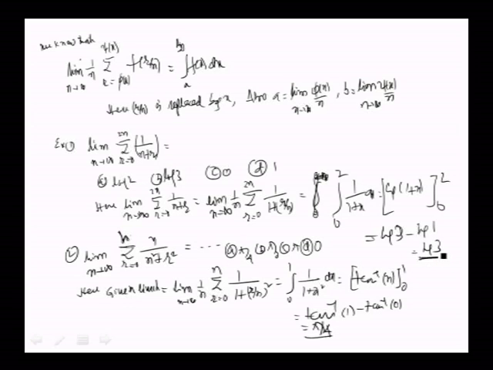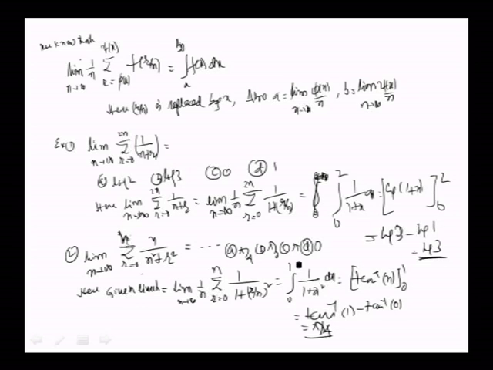So another problem, if you just consider here, limit n tending to infinity of sigma r equals 0 to n over n square plus r square. So if you consider this problem, you are having 4 options here: a pi by 4, b pi by 2, c pi, d 0. Here the given limit is equal to limit n tending to infinity of 1 over n sigma r equals 0 to n, 1 over 1 plus r by n whole square.